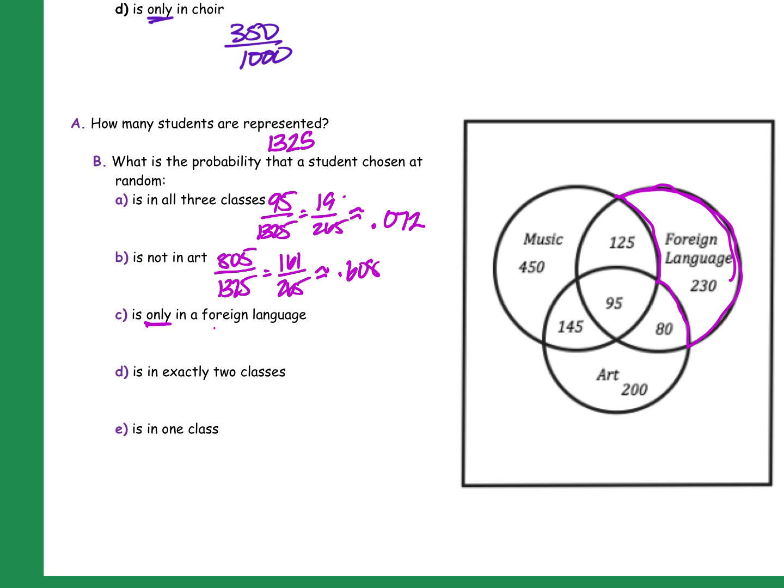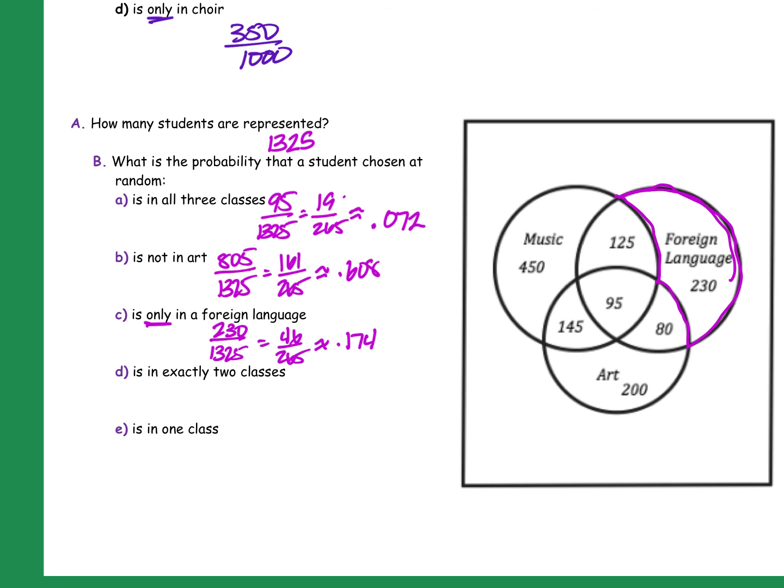So 230 over 1325. If it had said in foreign language, then you could have added them all together. But it says only a foreign language, so it doesn't include math or art. Does that make sense? Okay. So what does that equal? 46 out of 265, which simplifies to 0.174.